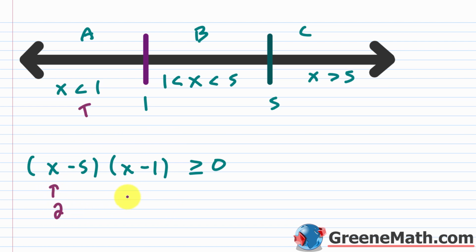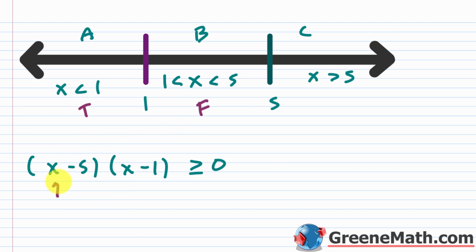For the next one, let's say we pick something like 2. So we plug in a 2 there and a 2 there. Well, 2 minus 5 is -3, so this is negative. And then 2 minus 1 is going to be +1, so this is positive. Negative times positive is negative, and a negative is never going to be greater than 0. So this is false.